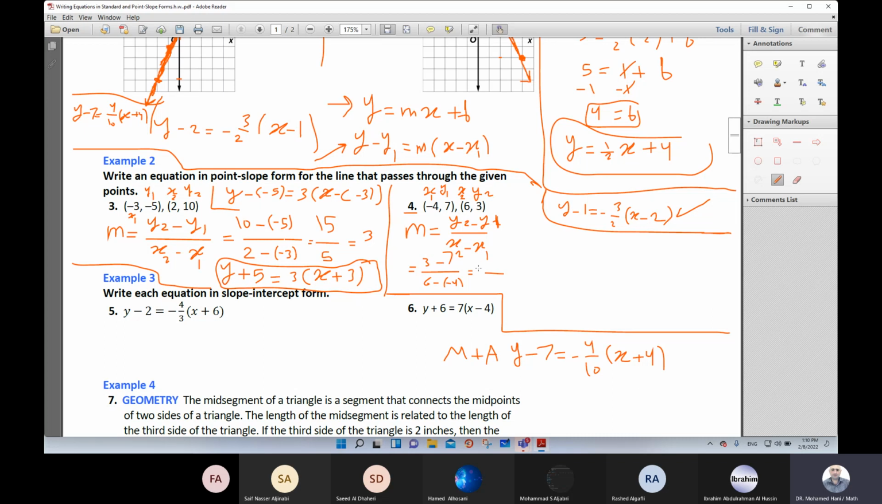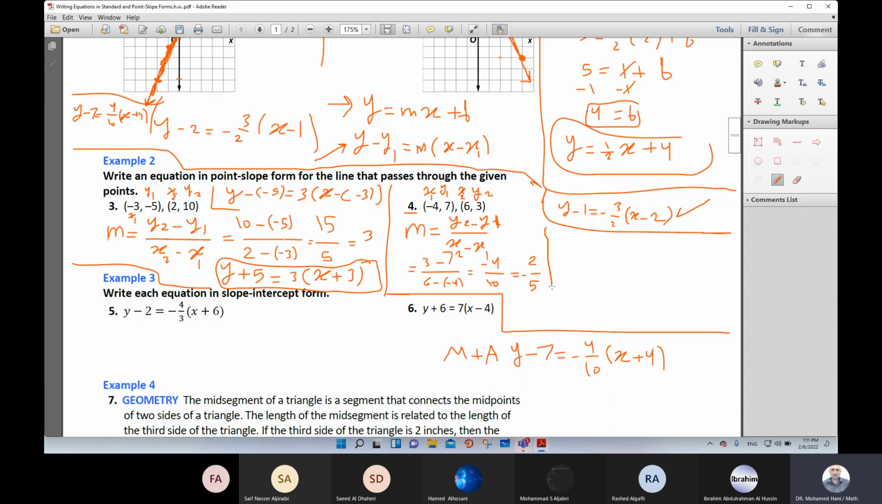Three minus 7 means minus 4 or negative 4, and down positive 6 plus 4 will be 10. But here remember, when you have any fraction, try to do simplest form. How to simplify this fraction? Divide up by 2 and down by 2. So negative 4 divided by 2 will be 2, and 10 divided by 2 will be 5. So the value of m will be negative 2 over 5.